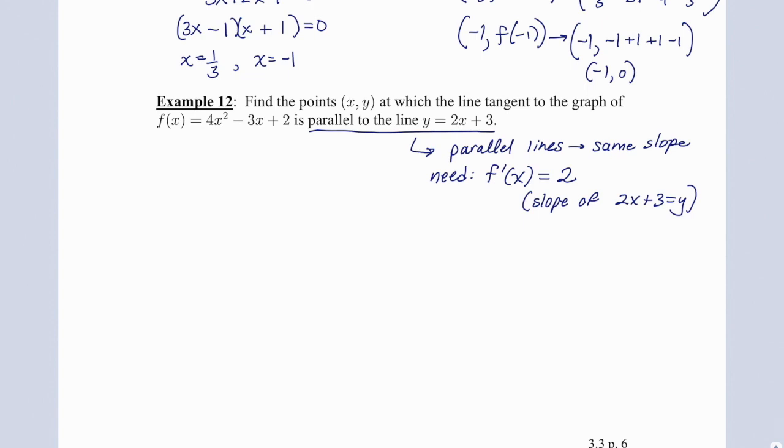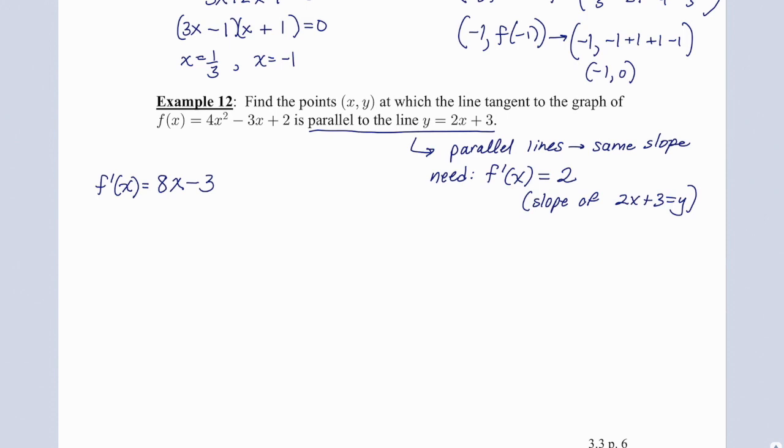So this is going to be a very similar process to the last problem, but instead of looking for a horizontal tangent line, we're looking for a place where the tangent line has slope 2 rather than slope 0. So we'll find the derivative because that tells us the slope of the tangent line at any given point. And the derivative will be 4 times 2, so 8x to the 1, minus 3 from the derivative of 3x, plus 0 from the derivative of 2.